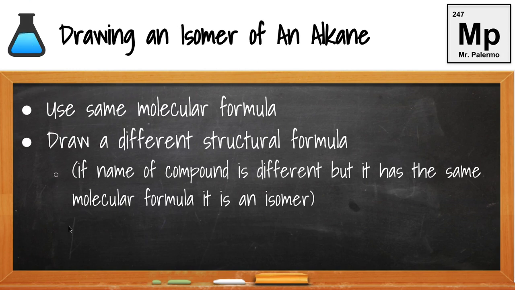Now let's look at drawing an isomer of an alkane, all single bonds. What we're going to do is use the same molecular formula for our isomers, and we're going to draw a different structural formula. So if the name of the compound is different, but it has the same molecular formula, we've created an isomer.